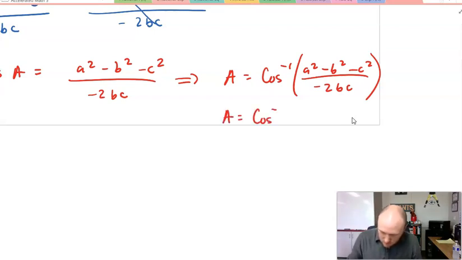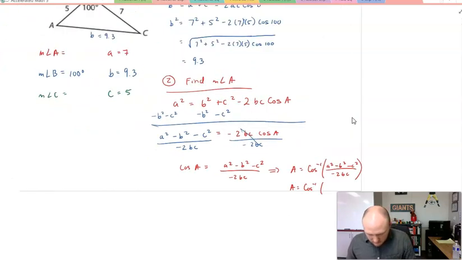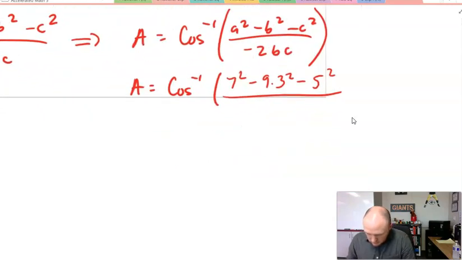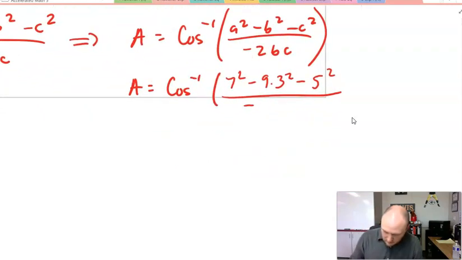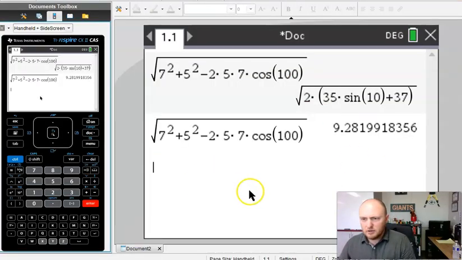So A is equal to cosine inverse of A squared. Again, A in this case, let me find out what A was. A was 7. 7 squared minus B squared, 9.3 squared minus 5 squared, all over negative 2BC, negative 9.3 times 5. Okay, so we can go to our calculator and plug this in.